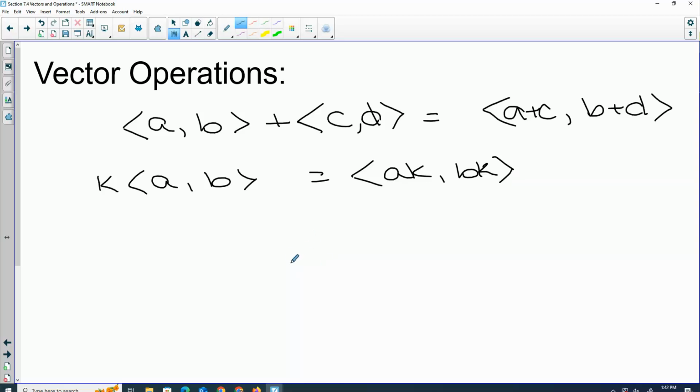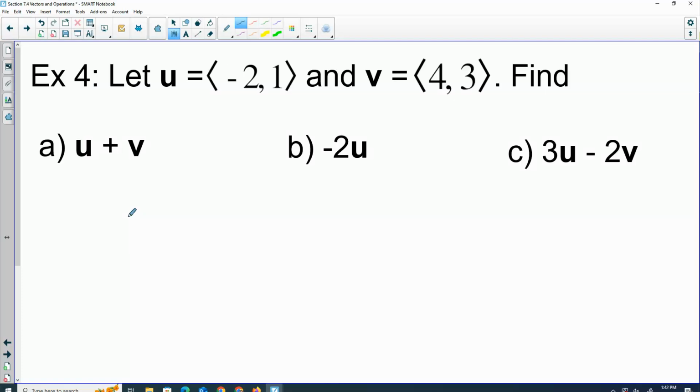So our last problem, I just want to do a couple of vector operations and then I'm done. Vector u is -2, 1. Vector v is 4, 3. I want u plus v. When you add vectors, your answer is a vector, and so we just add like numbers. So -2 plus 4 is 2, and 1 plus 3 is 4.